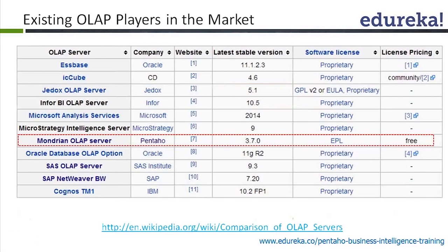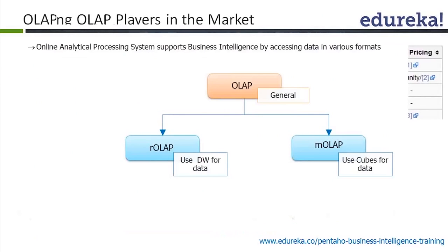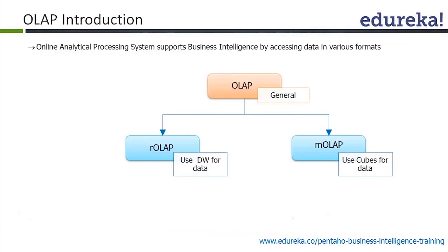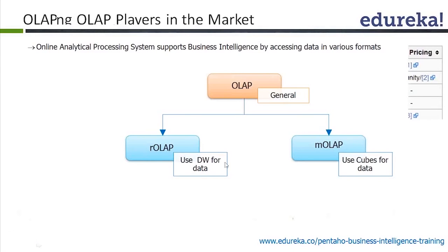OLAP also we will be studying. Yes, this is the module we will be covering on that slide. So OLAP in general has two types: ROLAP, which Pentaho is supporting, and it uses a data warehouse as a data source. MOLAP uses a cube for data, so it aggregates the cube upfront and stores the data in cube fashion, whereas ROLAP creates the cube at runtime.